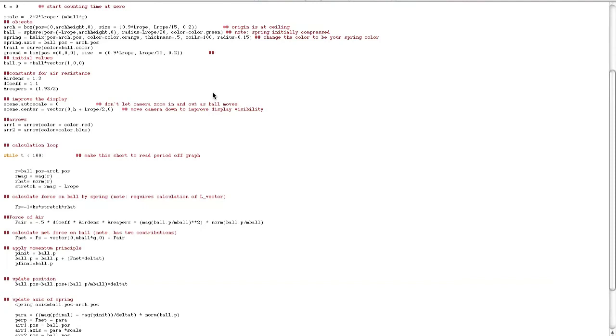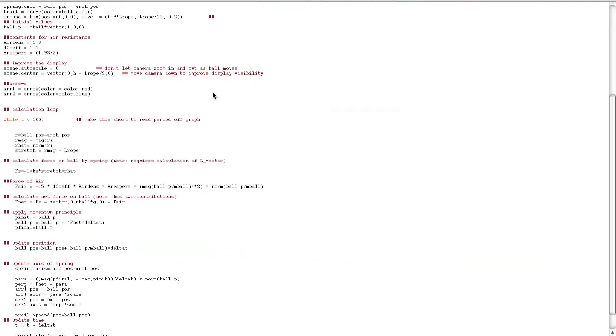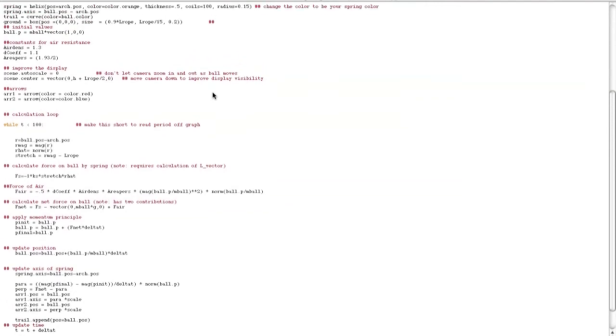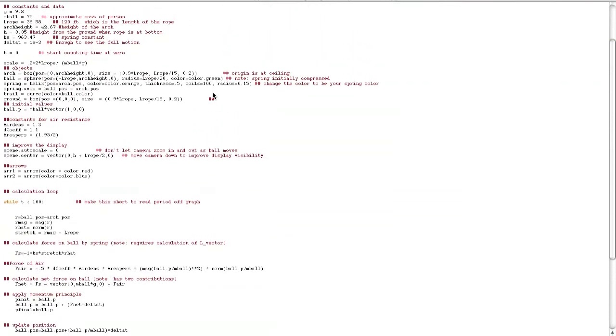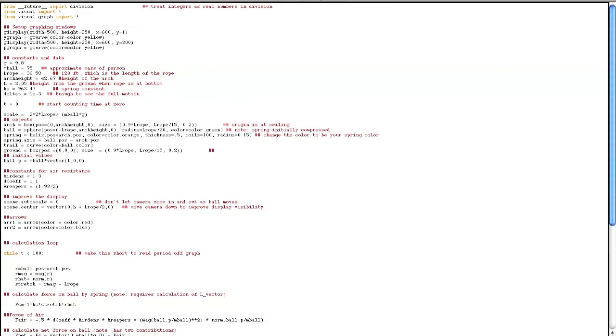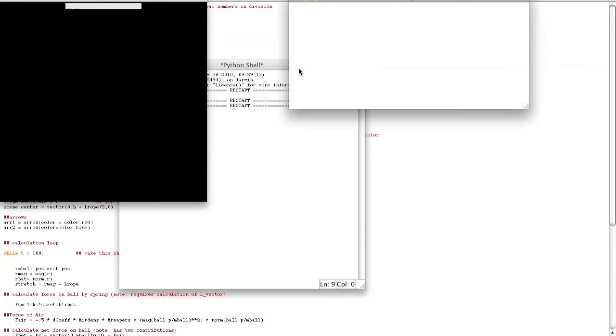This is the entire code for the extra credit swing project. The code is very similar to the spring lab. The rope is represented by a spring. To simulate the rope swing, the force of the air, the force of the spring, and the force of gravity are all accounted for as the jumper swings.